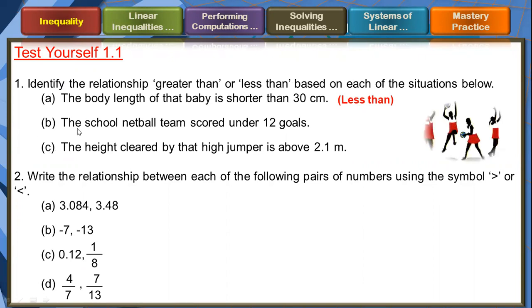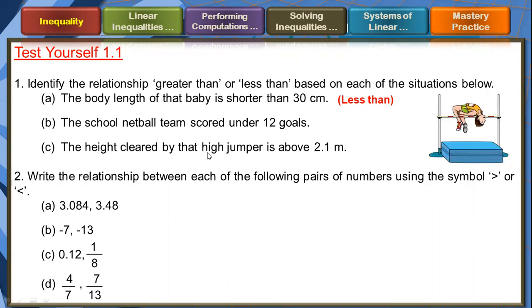For B, the school netball team scored under 12 goals. So be mindful of this keyword, under. C, the height cleared by that high jumper is about 2.1 meters. The keyword here is above. So what's the answer? We'll leave B and C for you to answer. So let's go to number 2.